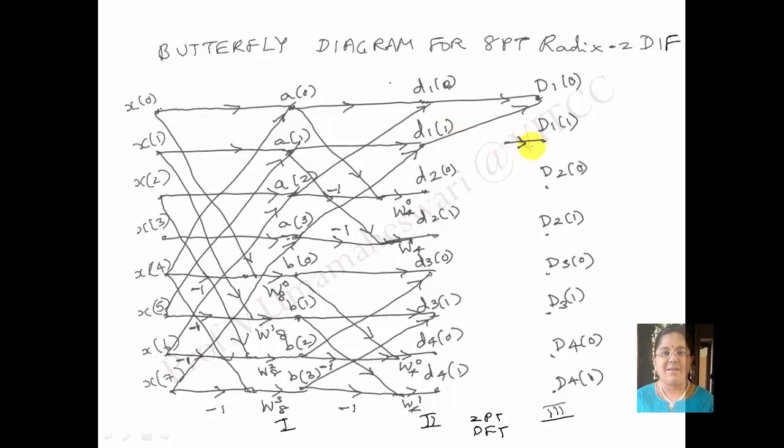Though 2-point DFT involves just addition of 2 points and subtraction of 2 points, for pattern we are going to draw like this. Okay, so capital D1 of 0 will be small d1 of 0 plus d1 of 1. Capital D1 of 1 will be small d1 of 0 minus d1 of 1. This trivial factor W08 is 1. Okay, so we are going to do the same thing.